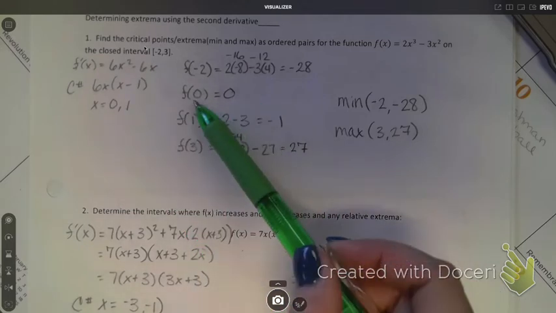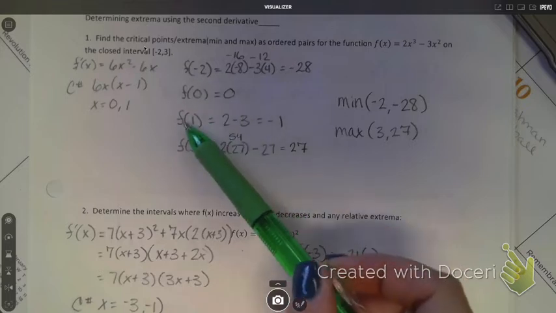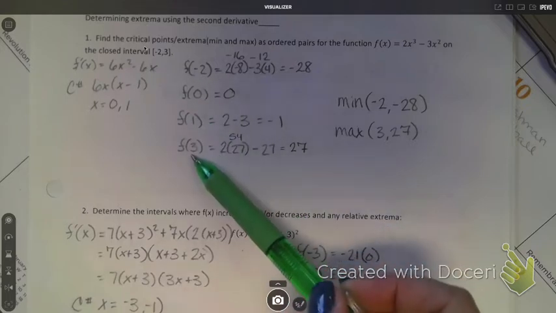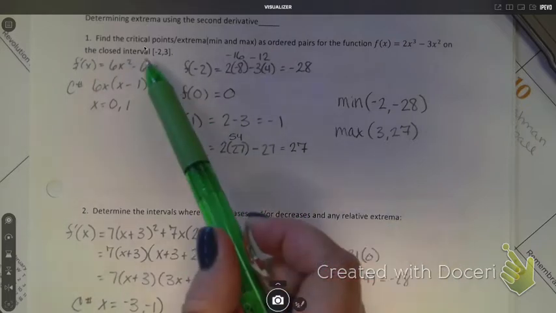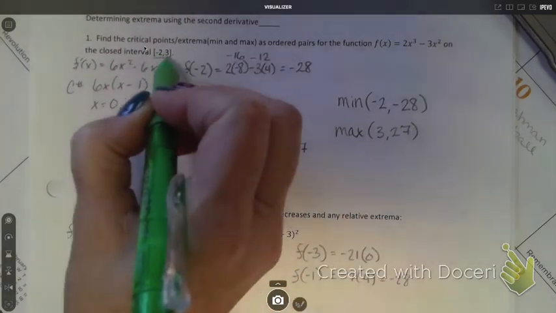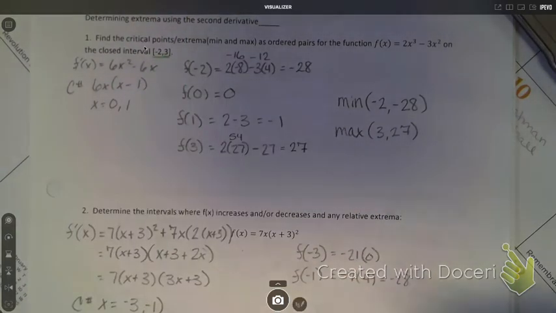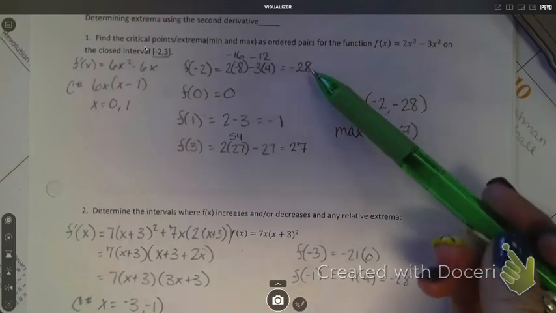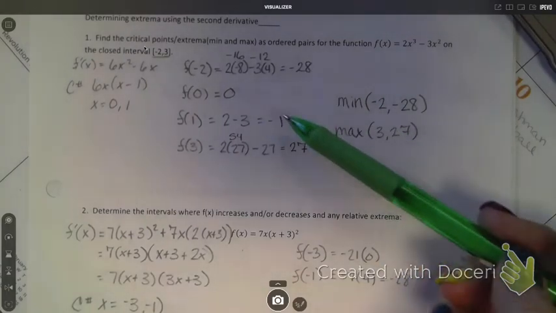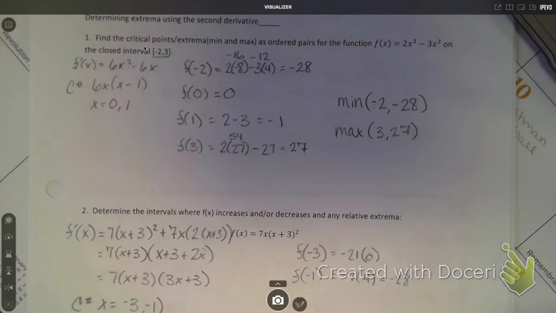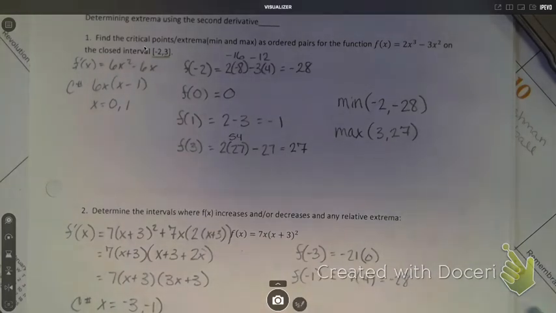And so you have f of -2, f of 0, f of 1, f of 3, because you have your two endpoints, and 0 and 1. So you got -28, 0, -1, and 27. So your minimum would be -2, -28. And your max would be 3, 27.